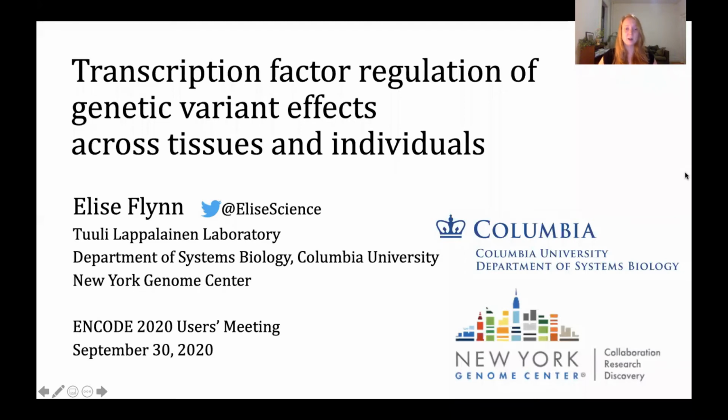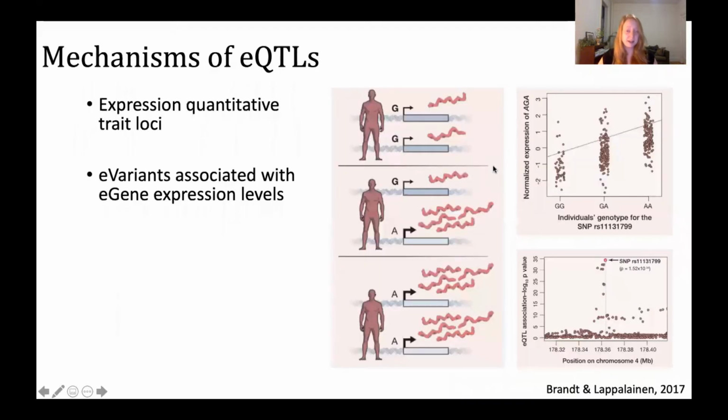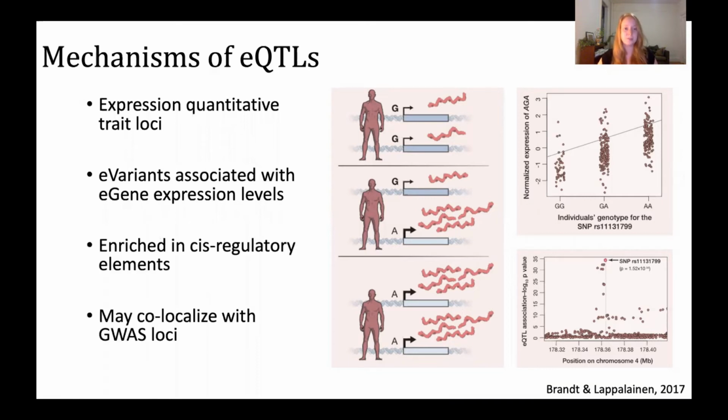Hi everyone, today I'll be talking about the transcription factor regulation of genetic variant effects. When I say genetic variant effects, I'm talking about eQTLs, or expression quantitative trait loci. You can think of these as variants that are associated with changes in gene expression levels in a population. We know that eQTLs are enriched in cis-regulatory elements, and many co-localize with GWAS loci, which suggests that many eQTLs exert their effects via non-coding mechanisms to affect human health and disease.